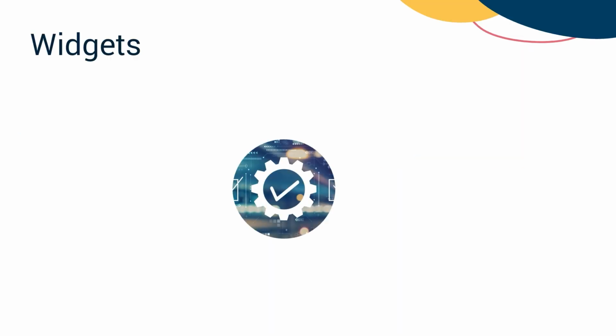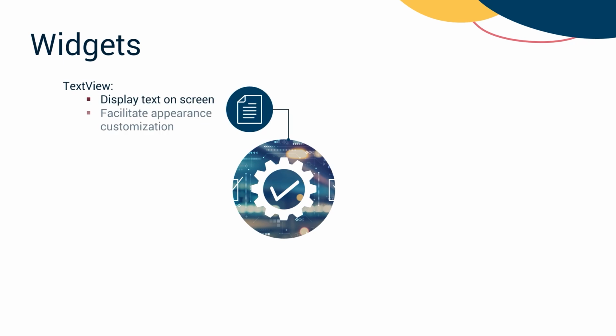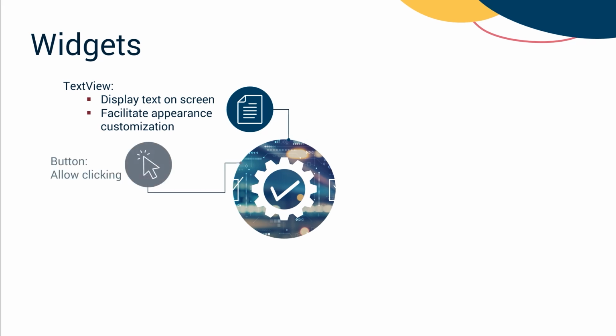Now, imagine you're developing a retail shopping app. Text View is a widget that displays text on the screen and facilitates appearance customization. It supports various attributes to customize the appearance, such as text size, color, and font. Next, a button is a widget that allows users to click and perform an action. It can be customized with text, images, and styles. For example, in a shopping app, buttons allow users to add items to the cart.